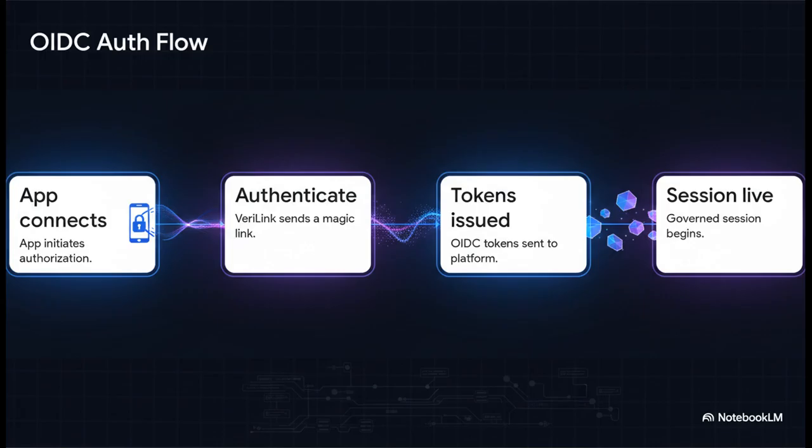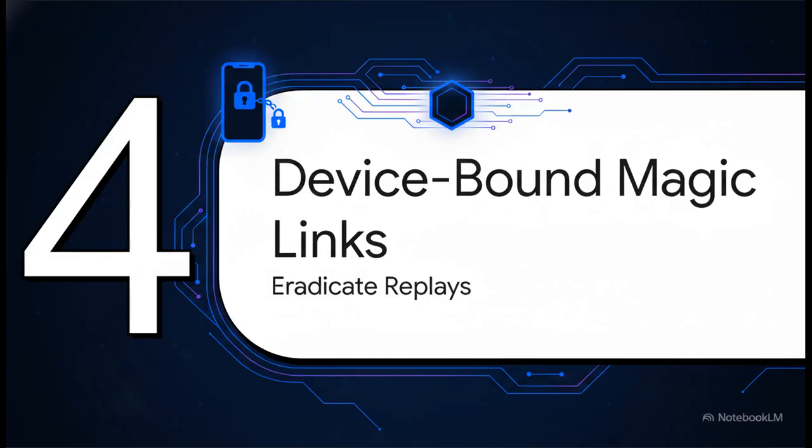Then, Step 3. Once verified, VeriLink issues OpenID Connect tokens back to your platform. But because we are utilizing PKCE, your application actually has to provide that original cryptographic secret to exchange the authorization code for the actual tokens. This makes the flow absolutely ironclad, especially for mobile and single-page apps, because it mathematically prevents authorization code interception by malicious actors. And finally, Step 4. The user's session begins, and VeriLink centrally manages and governs those tokens. It's just a seamless, mathematically verified flow straight from the user's device to your secure portal. Section 4. Device-bound magic links.